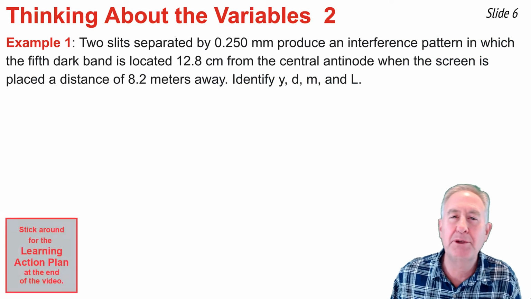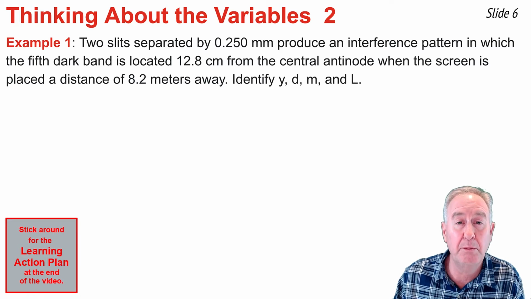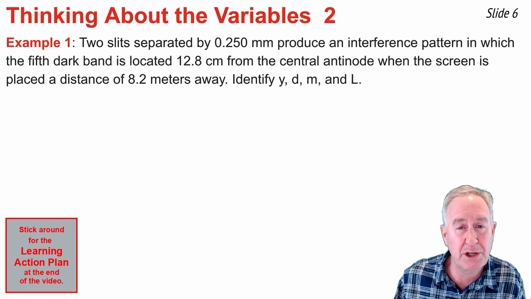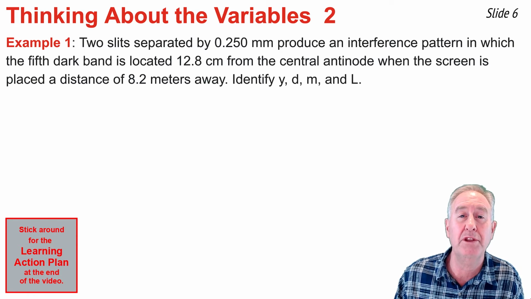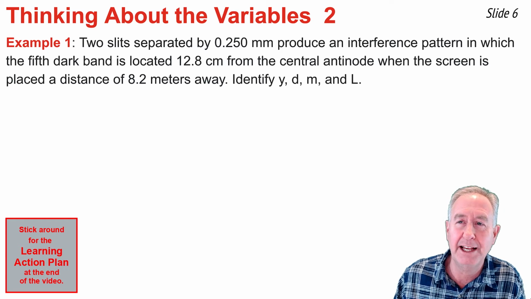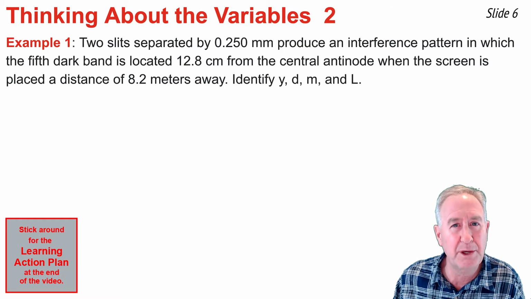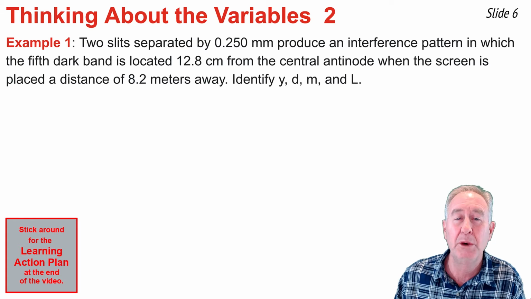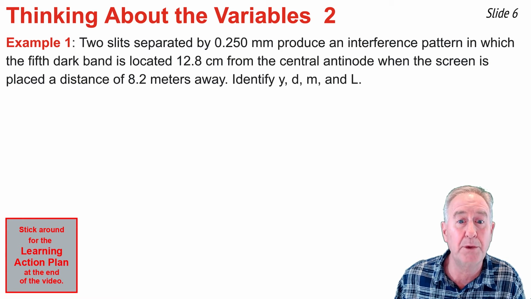Since it is a common student difficulty, let's think a little bit more about the meaning of the variables in Young's equation, but instead of doing it with a Young's experiment setup, let's do it with verbal statements. I have 3 examples, and here's the first one. We'll read through and identify the values of Y, D, M, and L when we come to them.